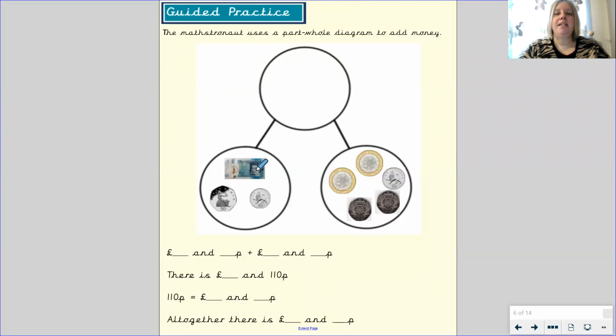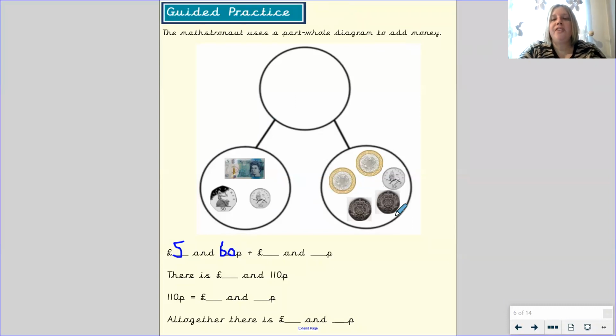The first thing I need to do is add the pounds. In this part, we have £5, so I write it in my space here. Then I add my pence. We have a 50p and a 10p. If we add these together, we have 60p. And I write this here.